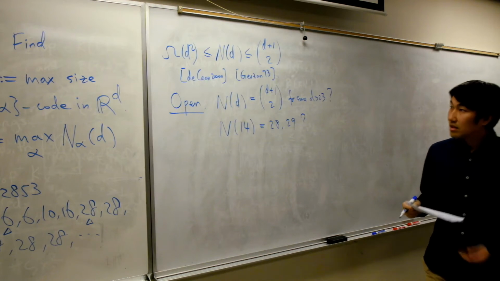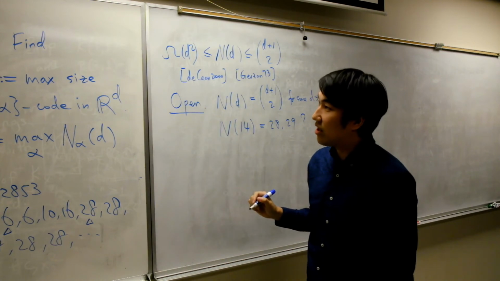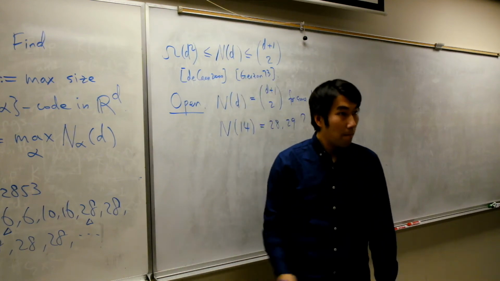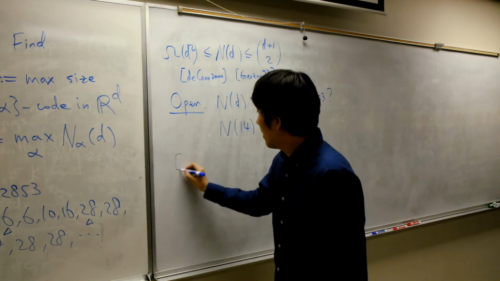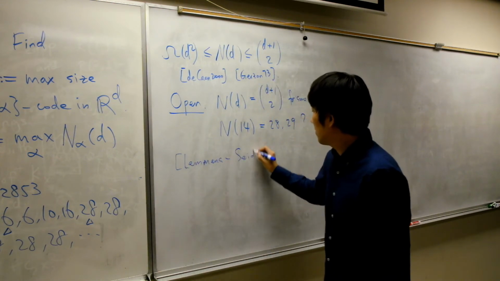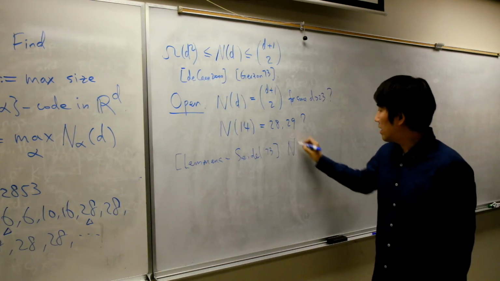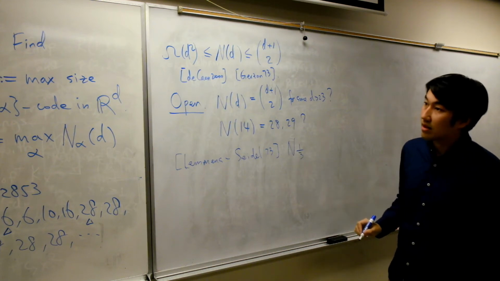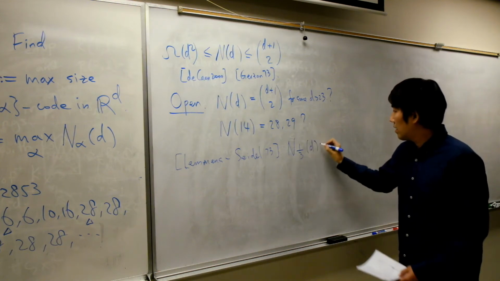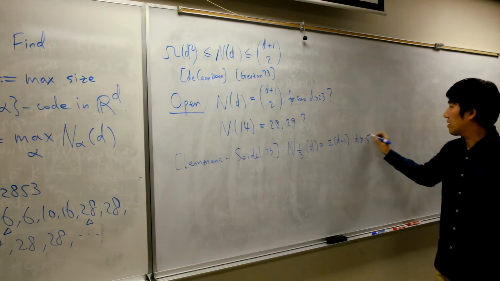Okay. So as I said, the rest of the talk will focus on this function N sub alpha of d. The angle alpha is fixed now. What do we know about that? Lemmens and Seidel showed in '73 that if this alpha is 1 over 3, so this inner product will be plus or minus 1 over 3, then this is equal to 2 times d minus 1 when d is at least 15.